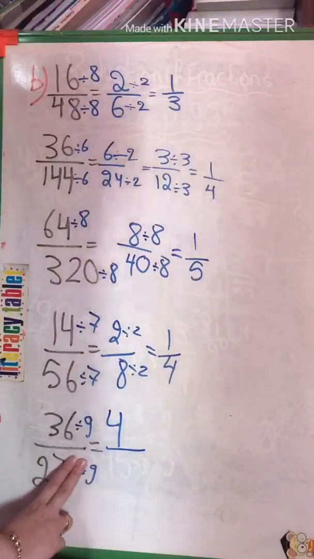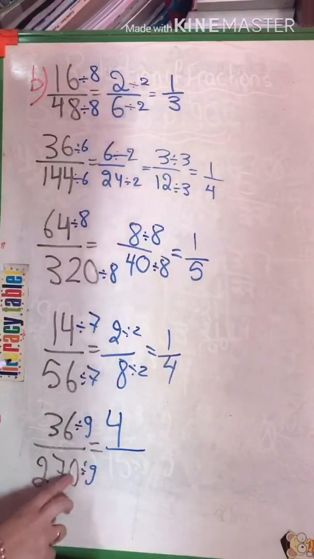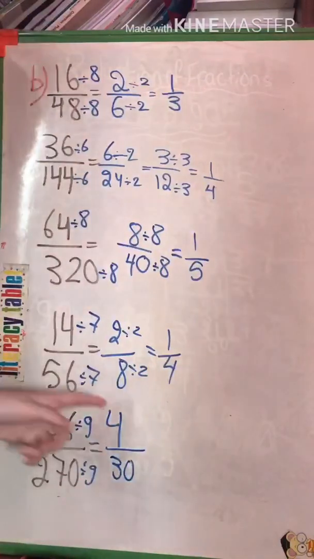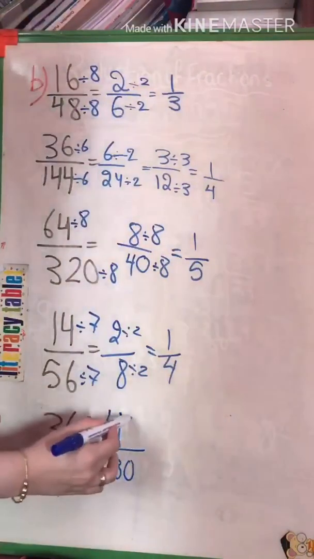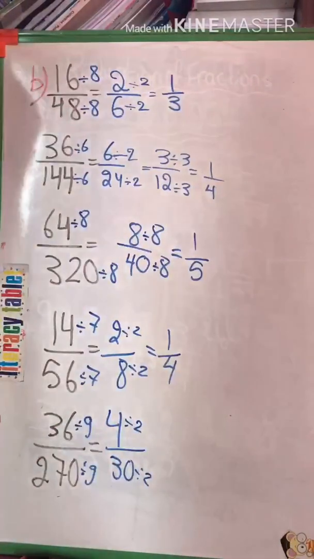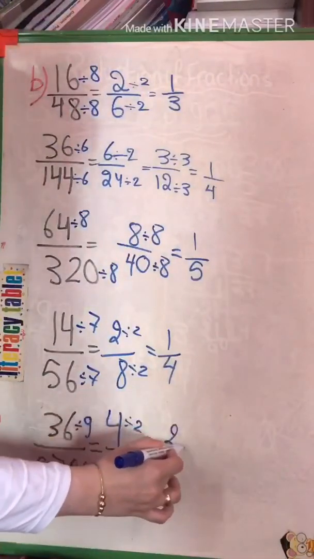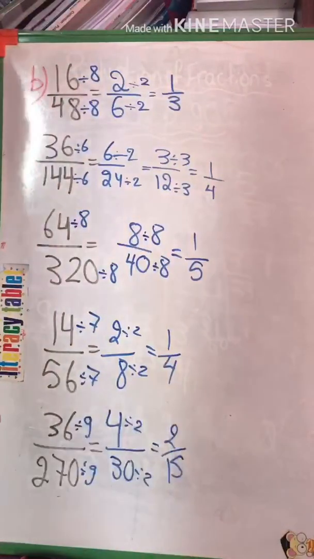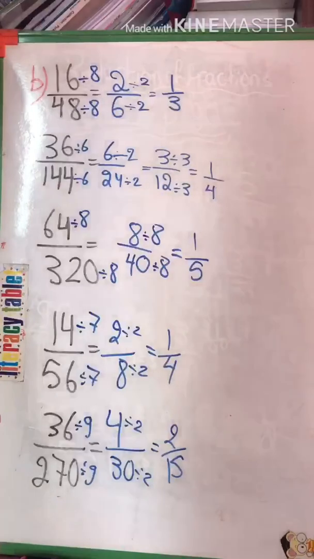9 times what gives me 27? 3, and the 0 will stay. Let's check again. They are even numbers. Divide by 2 to get what? To get 2 over 15. Let's check. This is an irreducible fraction and now I'm done.